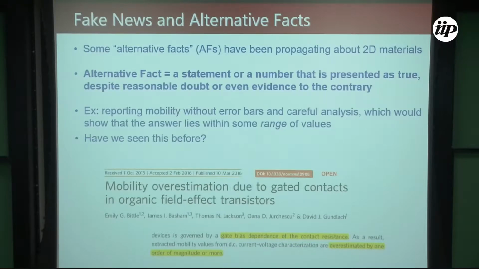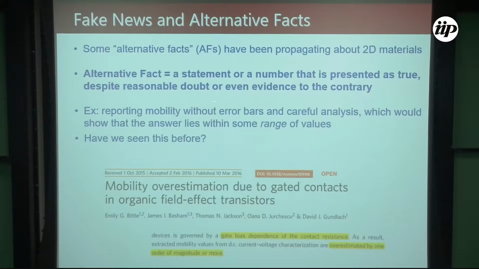But unfortunately, what I will try to tell you today is that some alternative facts have been propagating about 2D materials as well. This is my definition of alternative fact: a statement or a number that somebody says is true, even though there's reasonable evidence that it's not, and maybe even there are some error bars or something like that. So it probably shouldn't be taken as real.